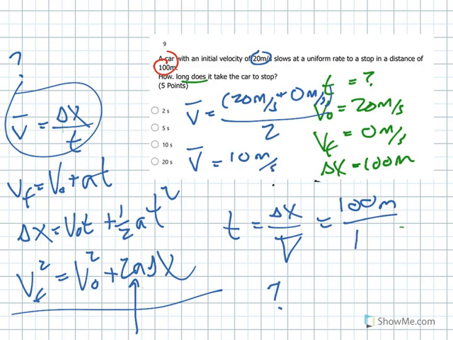So then divide 100 meters by 10 meters per second. Number-wise, 100 divided by 10 is 10. Dimension-wise, meters over meters cancel, and 1 over seconds is seconds. So there you go, your time is 10 seconds. Problem done. Thank you very much.